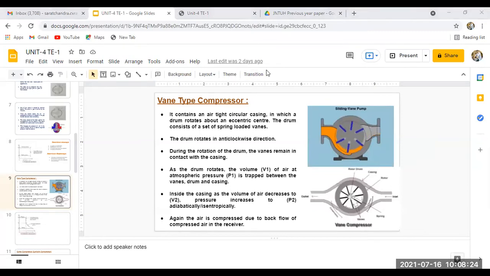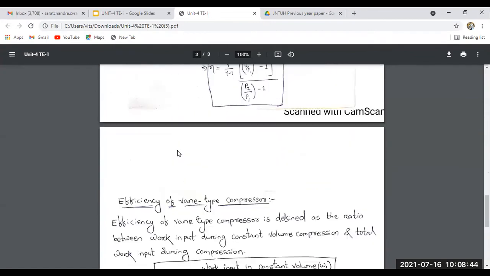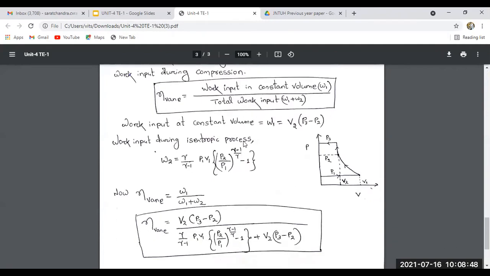So yesterday we already started this vane type compressor. The working principle and mechanism of this vane type compressor we have already discussed yesterday, and we have done a derivation for the efficiency of a vane type compressor. So this is the efficiency calculation formula for a vane type compressor.